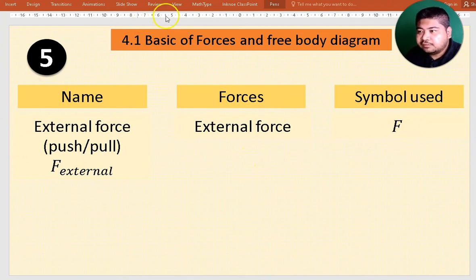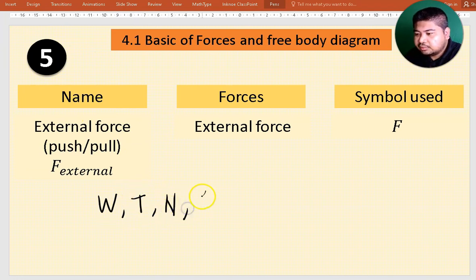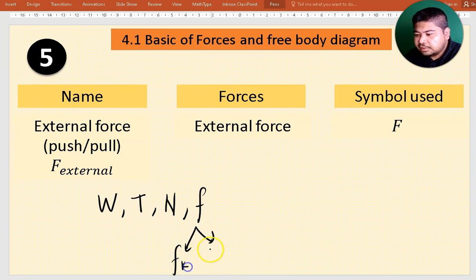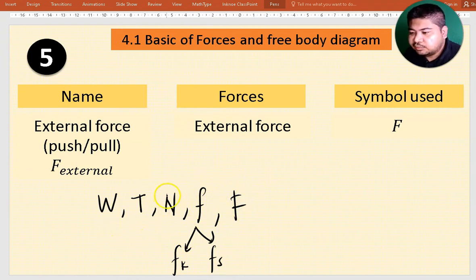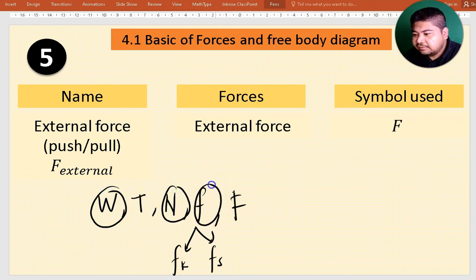So far we have 5 forces. The first one is the weight W, and then we have tension, then normal, and then friction. We have two types of friction, Fk and Fs. One is kinetic, for a moving object. Fs is static, for a stationary object. And then finally we have the external force. So this is all the forces that we are going to study. Now I'm going to take you to a simulation on how to draw the W, the N, the F, and the external force.